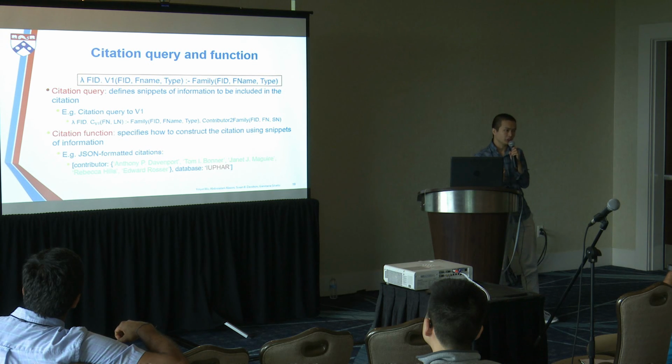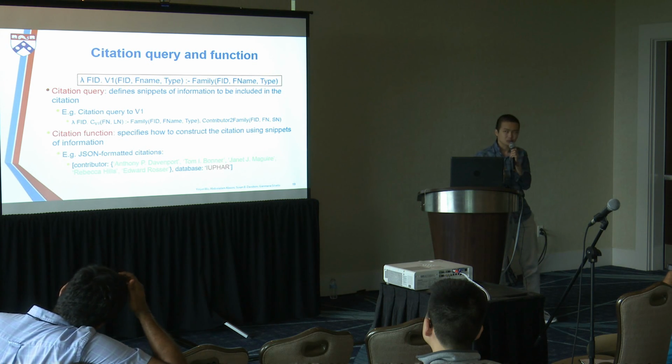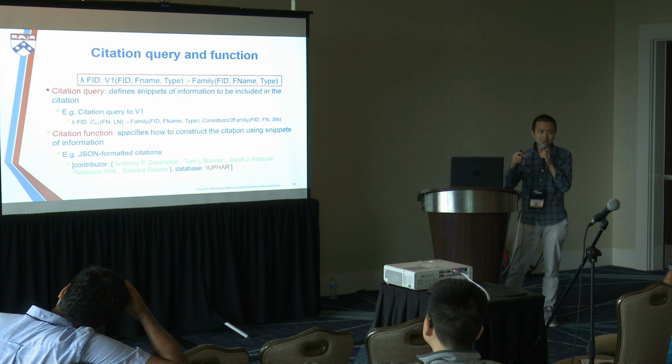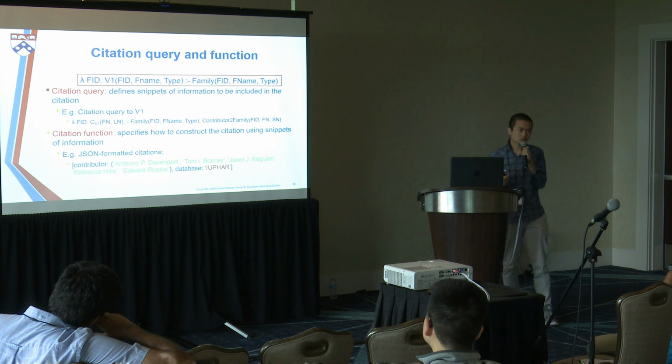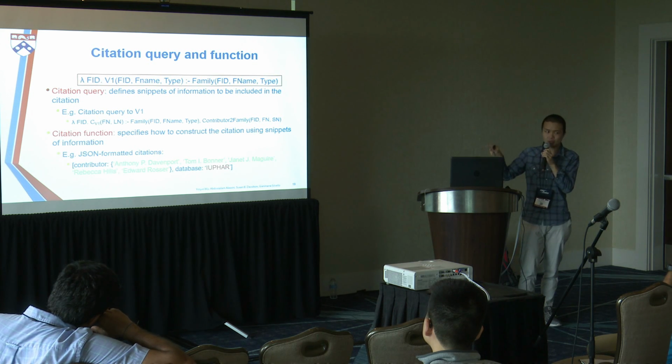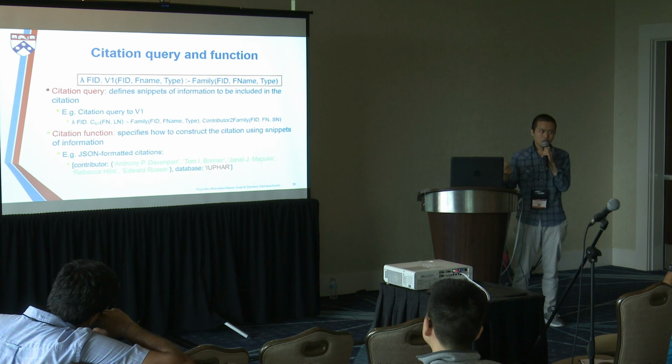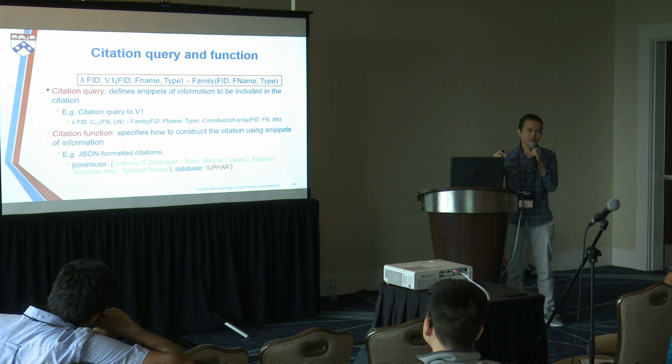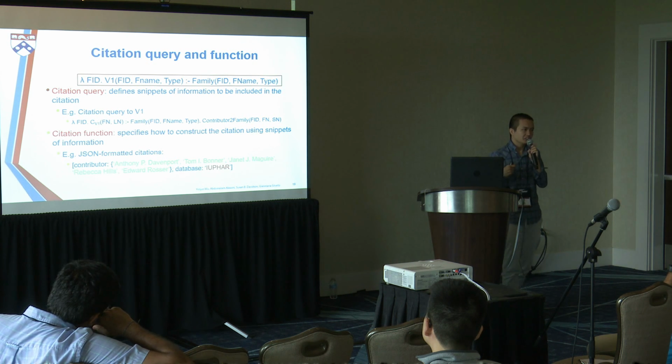The second component of the citation view is the citation query, which defines snippets of information to be included in a citation. For example, for the view V1, we can attach such a citation query which returns all the contributors for each individual family page. The third component is called the citation function, which defines the format of the final citation. For example, the final citation can be a JSON formatted citation.